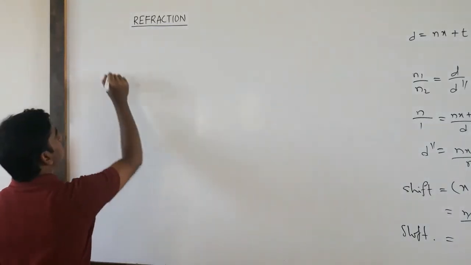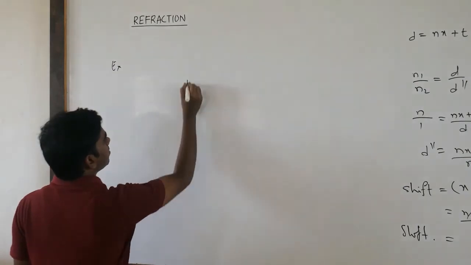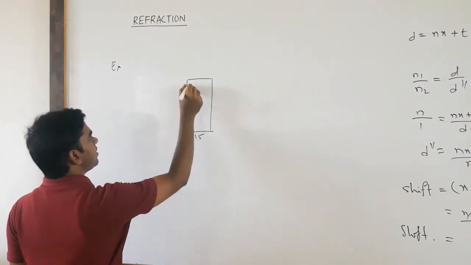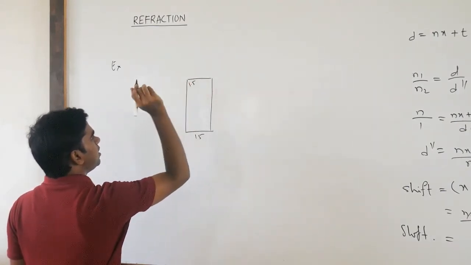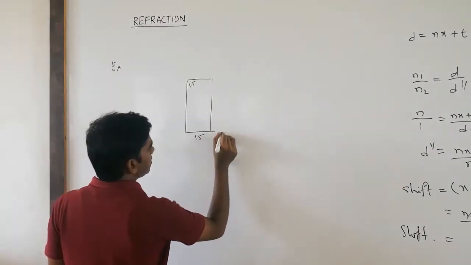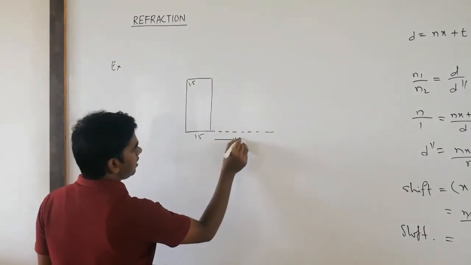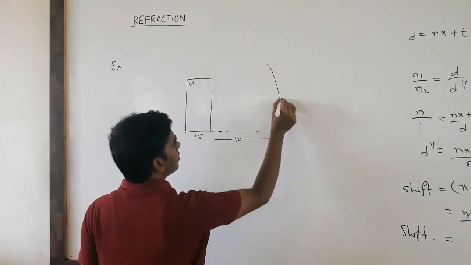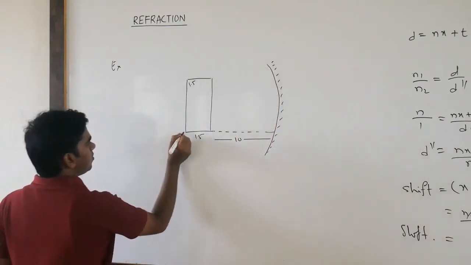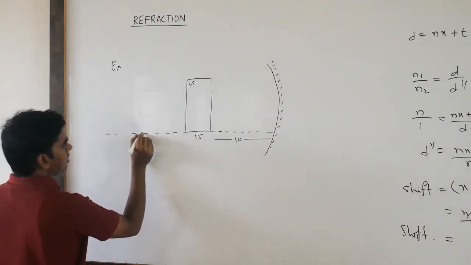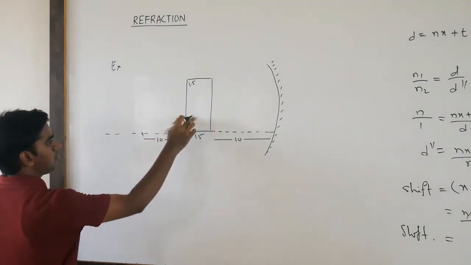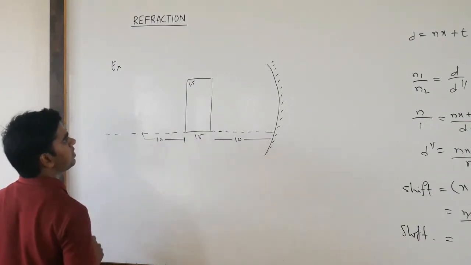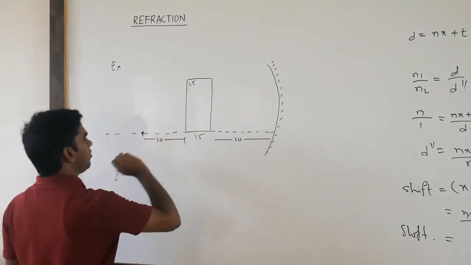Now let me take an example. Suppose there is a glass slab of thickness 15 centimeter and refractive index, glass means you can take it as 1.5, so that is nothing but 3 by 2. At some distance, say at 10 centimeter, there is a concave mirror. Okay. So where is the object? The object is here on this side, say at 10 centimeter. Again, the object is also 10 centimeter from the glass slab. The mirror is also at 10 centimeter from the glass slab, and the thickness of the glass slab is 15 centimeter.